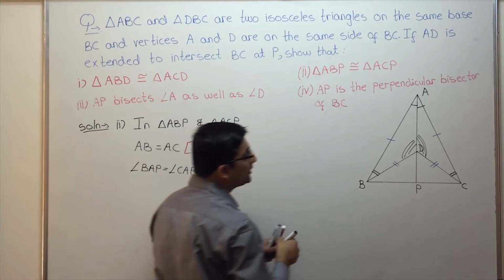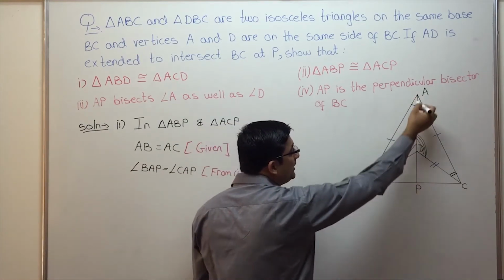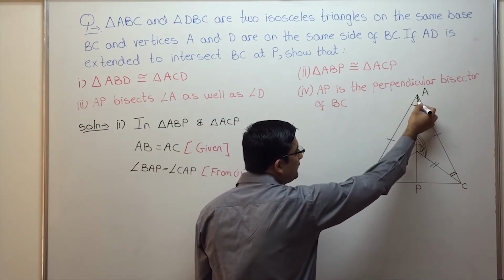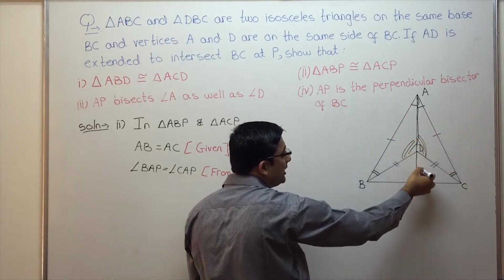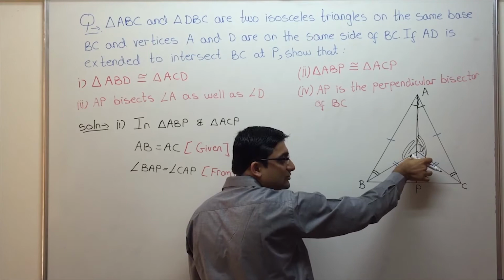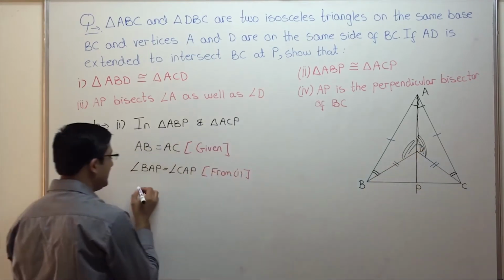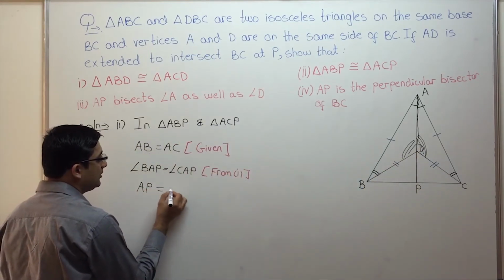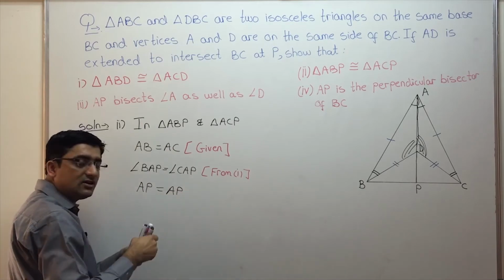Next, what can I say about AP? AP is a common side. See, AP over here is a common side. AP is part of triangle ABP. AP is also part of triangle ACP. So AP is a common side. So we'll say AP is equal to AP. What is the reason? Common side.